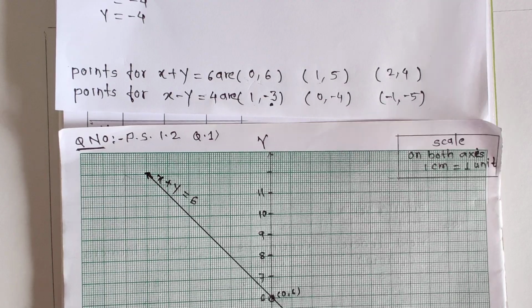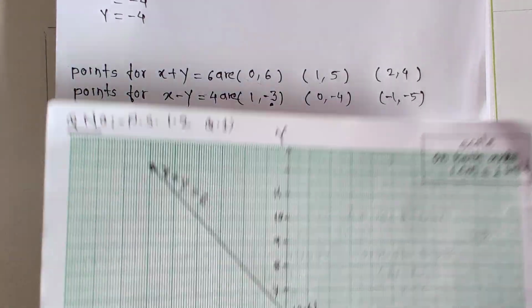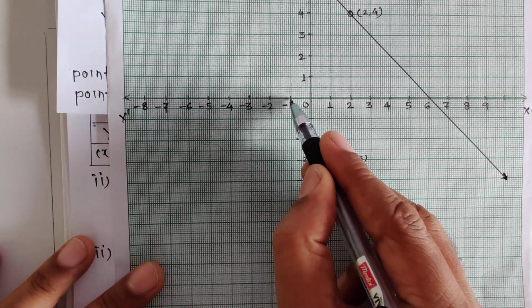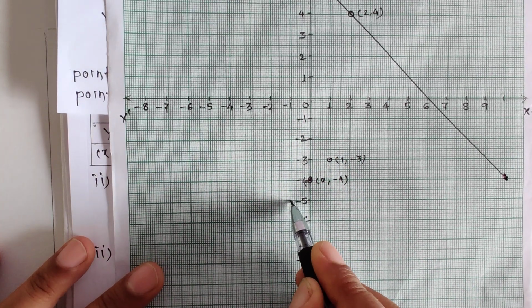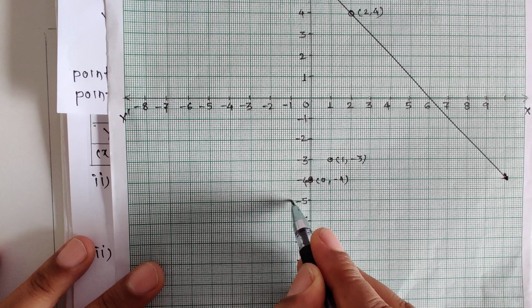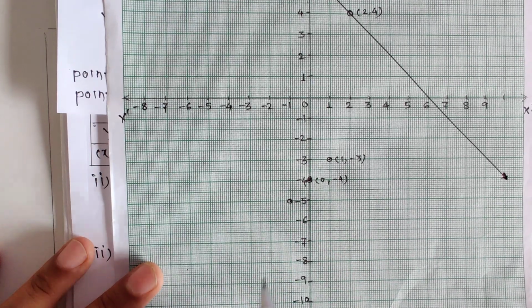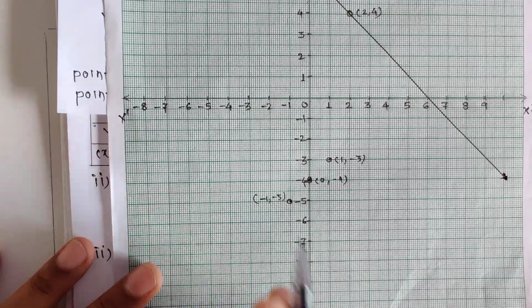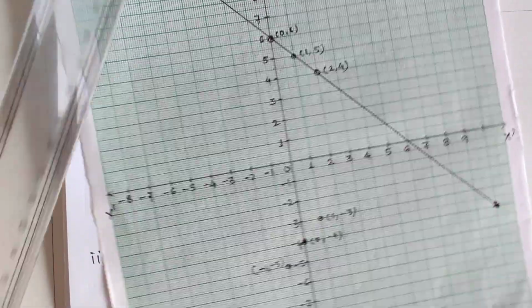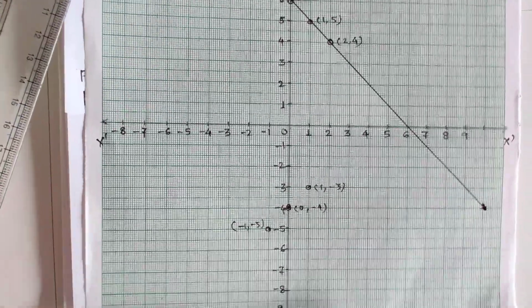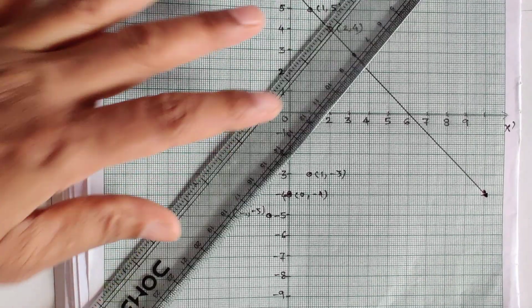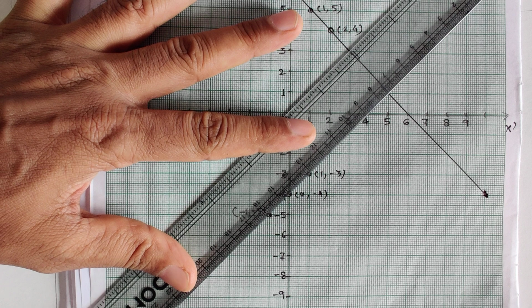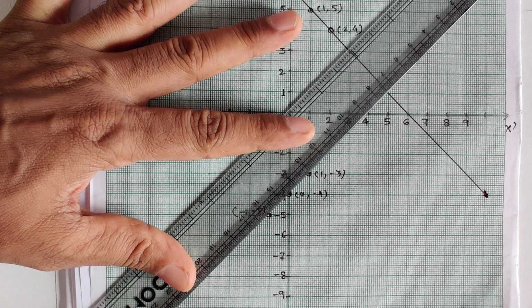It is in the third quadrant because both the coordinates are negative. So here it is third quadrant, minus 1, minus 5. So here we get this point minus 1, minus 5. Now again plot the line passing through these 3 points. If these 3 points are collinear, then your calculation is correct. Otherwise there is some mistake in your calculation.